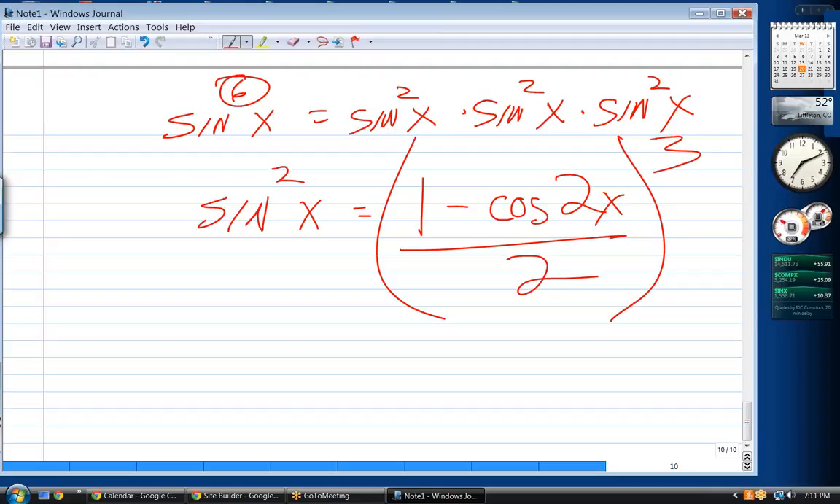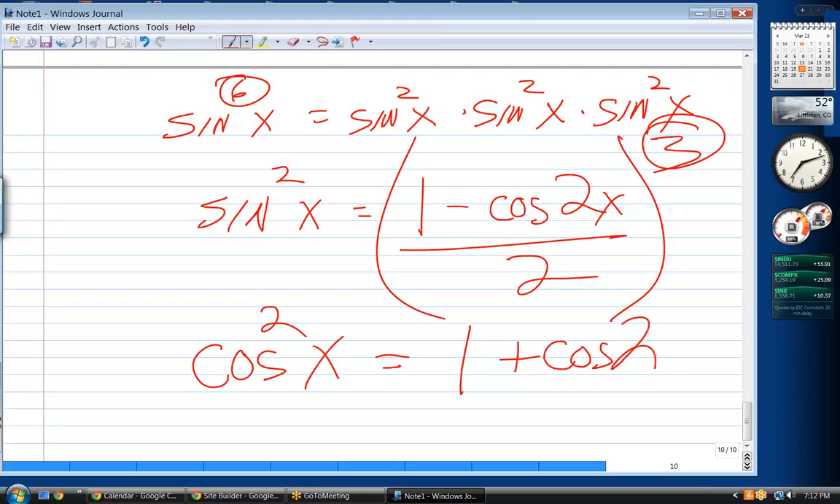Yeah, the answer it liked was 1 over 32 times, in parentheses, 10 minus 15 cosine of 2x plus 6 cosine of 4x minus cosine of 6x. Okay. In other words, what they're doing is they're expanding this out based on that, and then they're taking each one and reducing it more. There's also a power reduction formula that says this. That's what cosine squared is equal to.